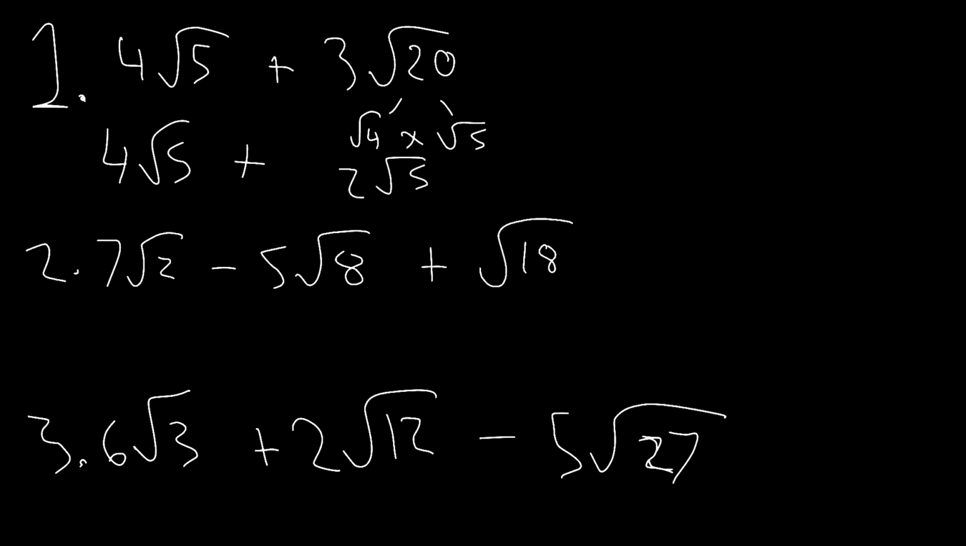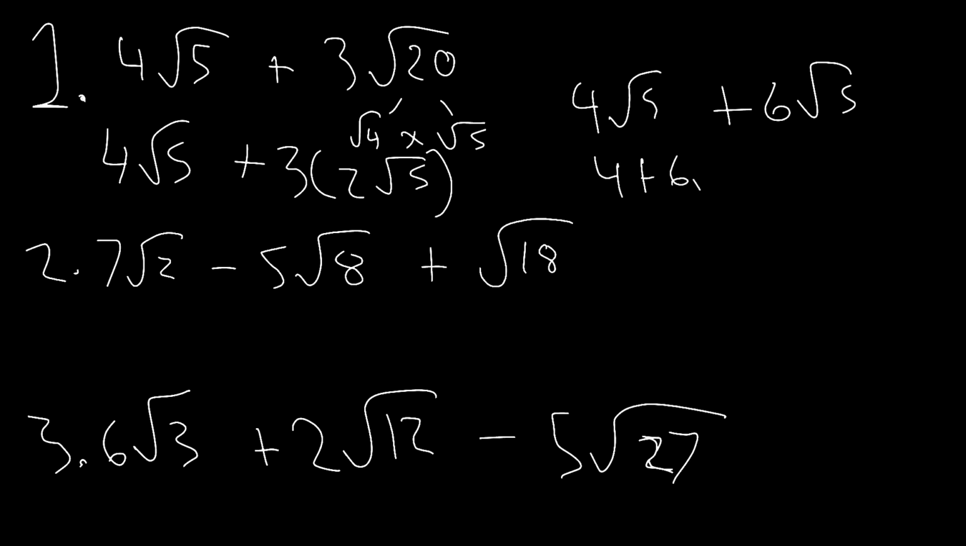However, we can't forget the 3, so 3 times 2 root 5. And what this basically equals is 4 root 5 plus 6 root 5. Therefore, my final answer is 4 plus 6 root 5, which is equal to 10 root 5. And that is my final answer.